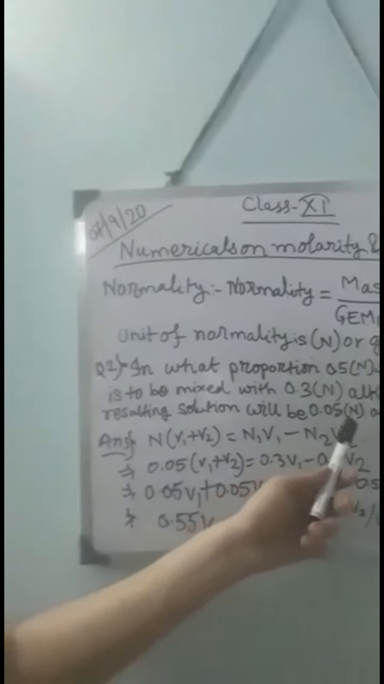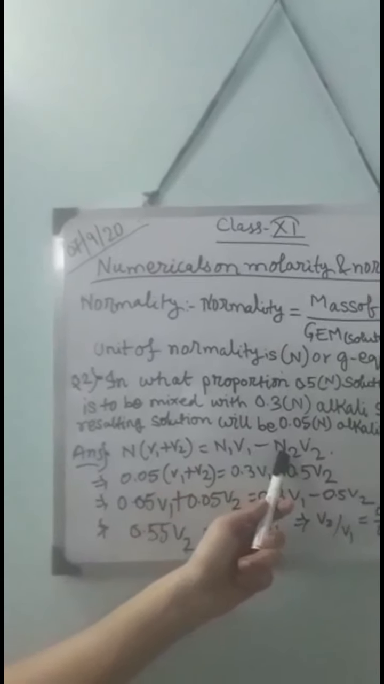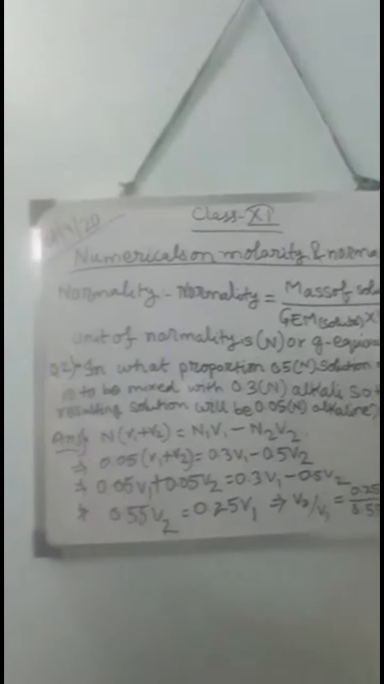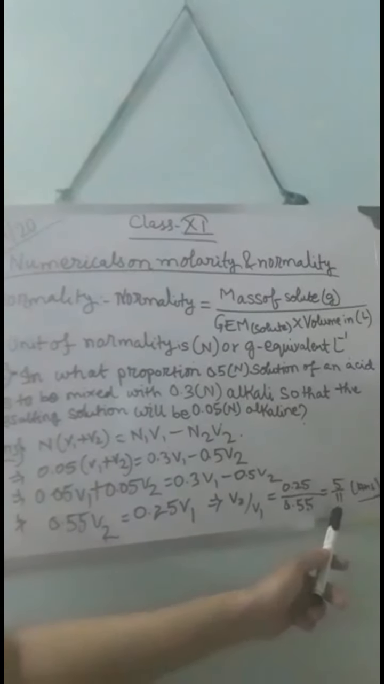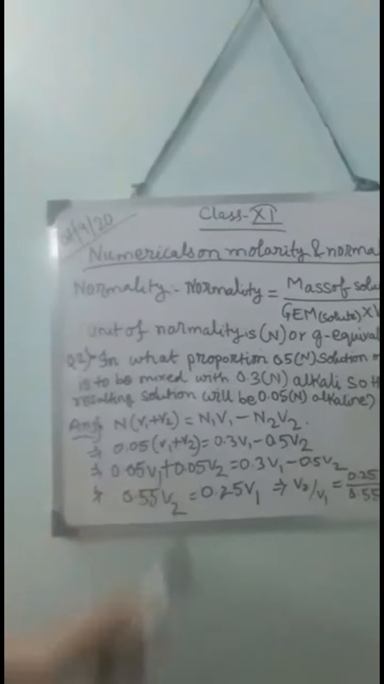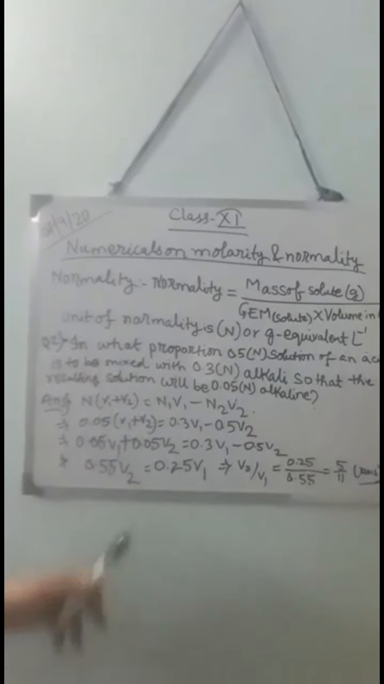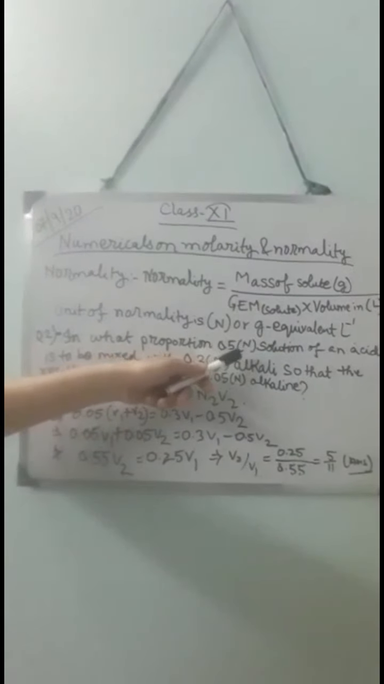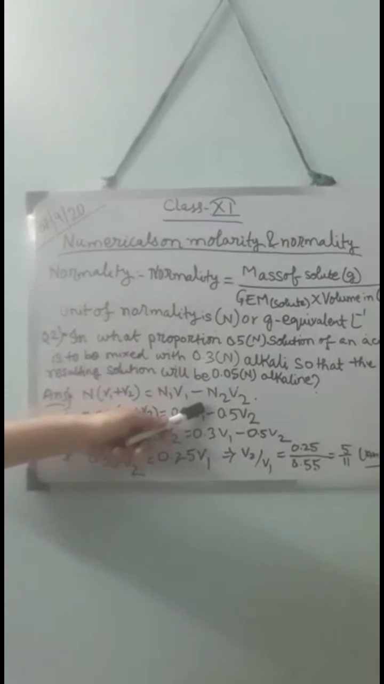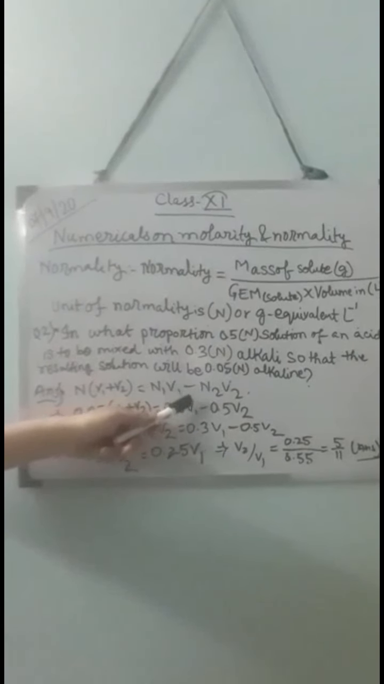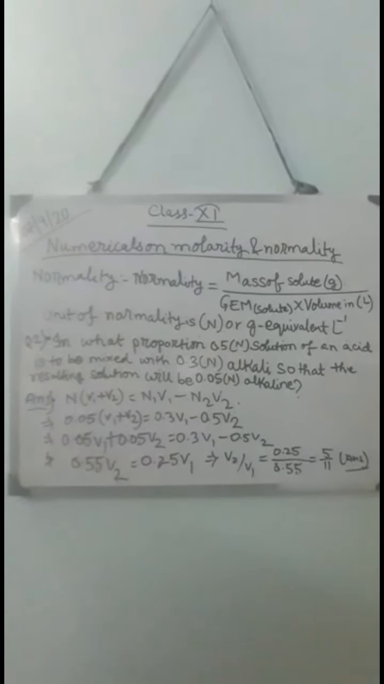Why? Because I have to make the resultant solution alkaline. So the alkaline product of normality and volume should be higher than the acidic product of normality and volume. We substitute the values here and we get the V2 by V1 ratio to be 5:11. This is how the working is to be done. Similarly, when an acid solution of certain normality mixes with another acid solution, the formula will be plus N1V1 plus N2V2. Here it is minus because one is acid, the other is base. Remember that. We may discuss this later in other videos.